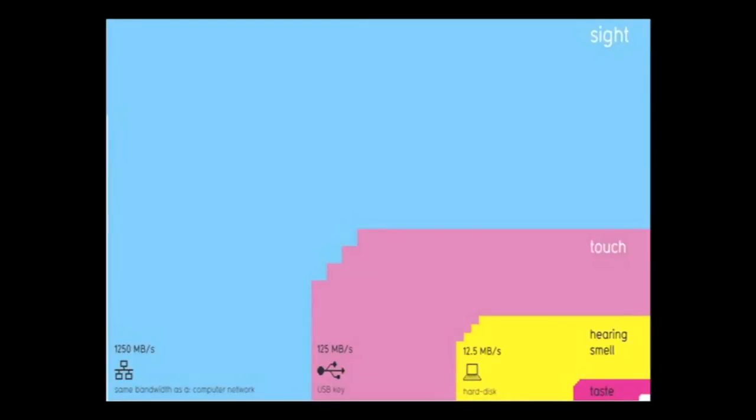Your sense of sight is the fastest. It has the same bandwidth as a computer network. Then you have touch, which is about the speed of a USB key. And then you have hearing and smell, which is the throughput of a hard disk. And then you have poor old taste, which is barely the throughput of a pocket calculator. And that little square in the corner, 0.7%, that's the amount we're actually aware of.